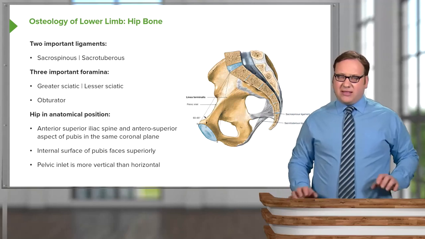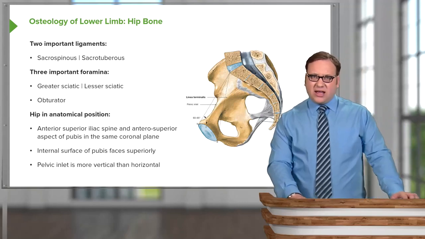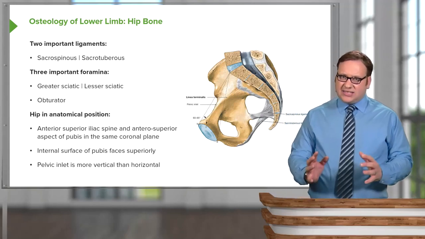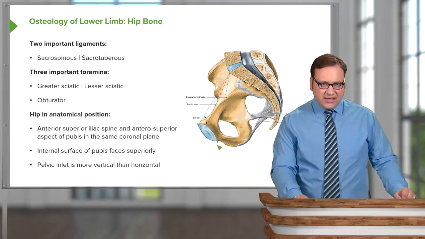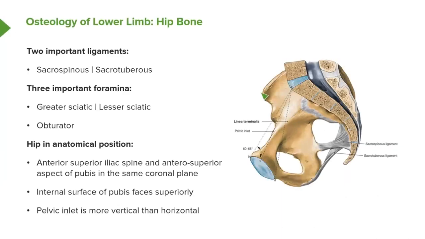It's important to bear in mind the hip in its anatomical position, and that is it's tilted a lot more anteriorly than people may expect. This means that the anterior superior iliac spine and the anterior superior aspect of the pubis are really in the same coronal plane. It's tilted a lot more forwards. This means the internal surface of the pubis here is facing superiorly, and the pelvic inlet here is more vertical than it is horizontal. So the hip bone is actually tilted more forwards.